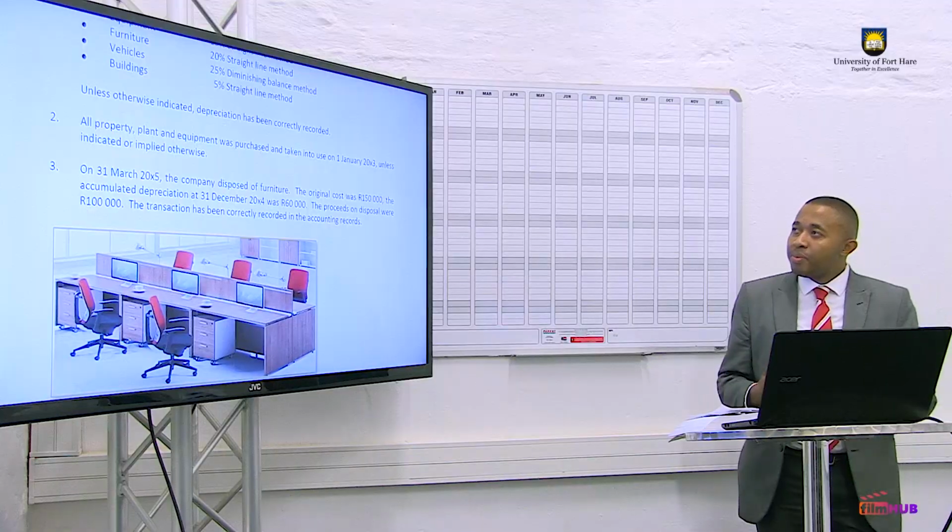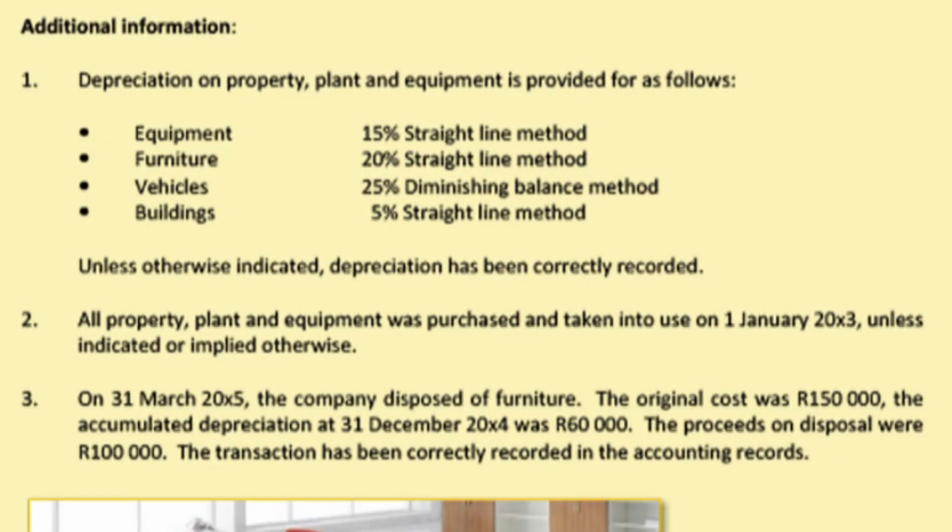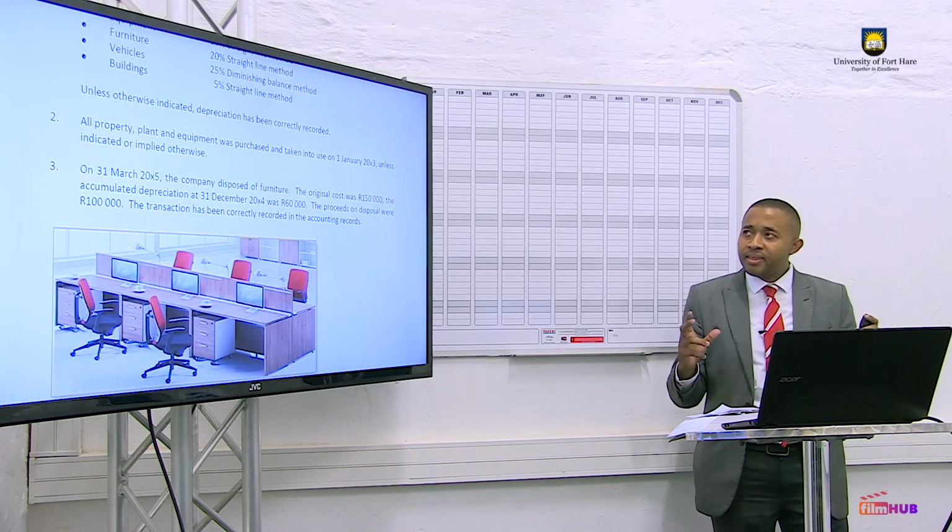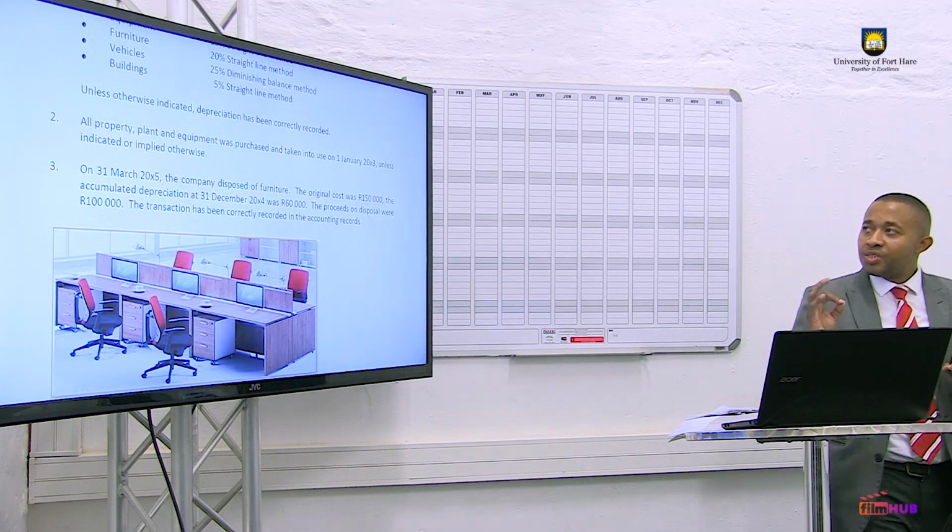But we start with these initial costs. If we look at our property, plant, and equipment, we see that we are given furniture, vehicles, and buildings. What is unique about all these assets is that they are tangible. You can touch them.